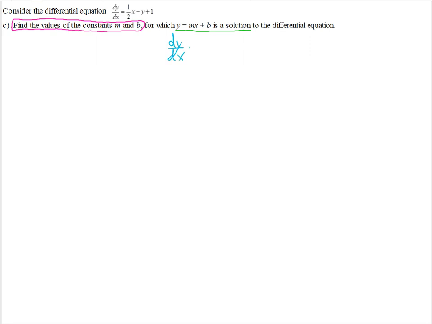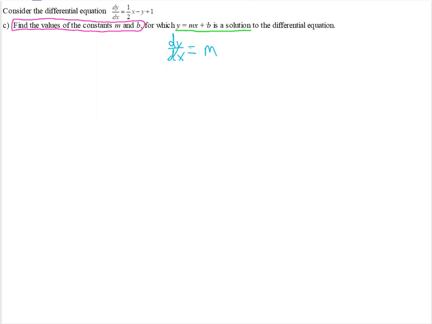Remember, m and b are constants, so the derivative of mx would just be m, just like if it was 5x, it would be 5, and the derivative of b is 0. So the derivative is just m, which makes sense because the derivative is the slope. And you can see this is just a linear equation in slope-intercept form, so that's m. Then we know this derivative m has to be this.